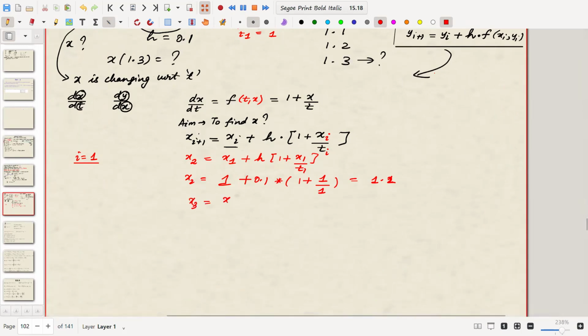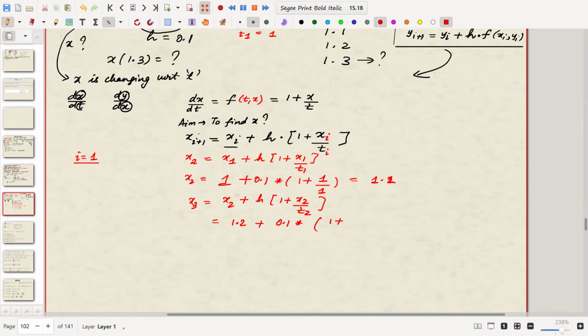x3, that is x2 plus h into 1 plus x2 by t2, right? So that is equal to, what is x2? 1.2 plus h, 0.1 times 1 plus x2. What is x2? 1.2. What is t2? So what is this value?